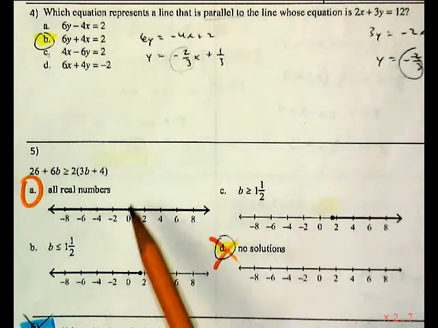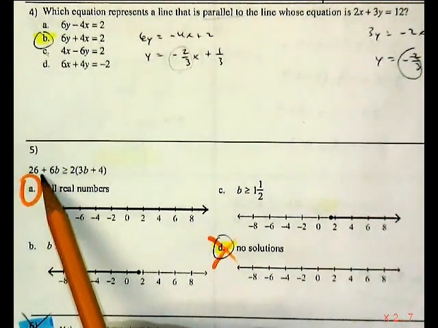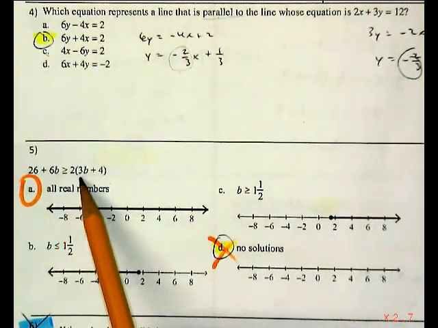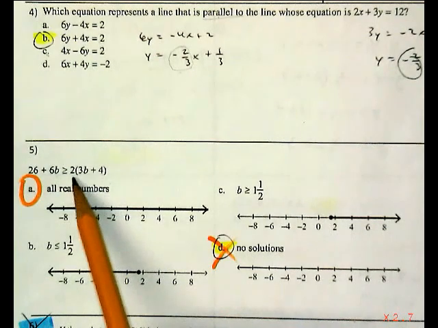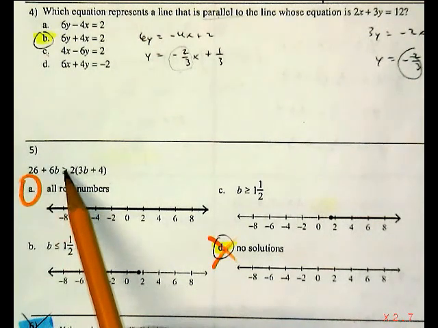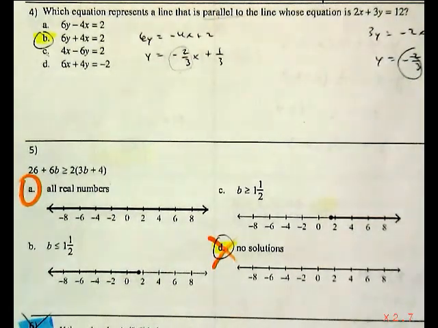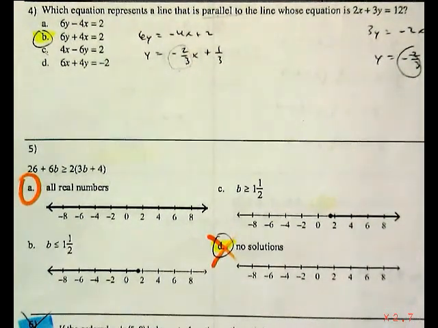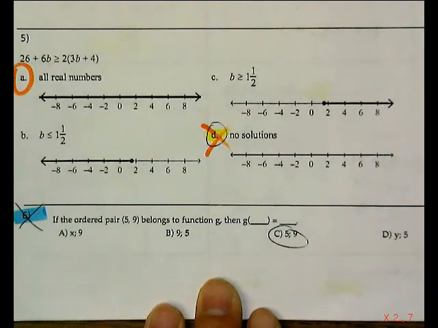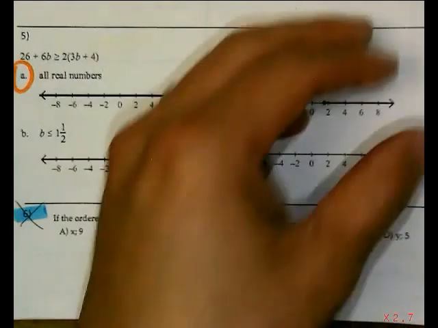For example, if I pick 0, 0, you have 26 is greater than or equal to 8, and that's true. And you can pick any ordered pair and it'll be the same. Number 6 you were supposed to cross off because that's the same question as 12.